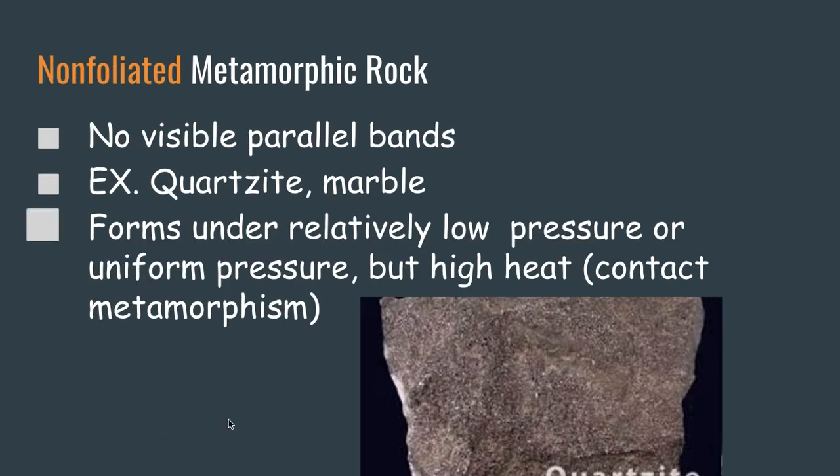All right, in a non-foliated rock, there are no visible parallel bands. So examples are quartzite, which we have a picture of, and marble. This forms under relatively low pressure, or uniform pressure. Uniform means that the pressure is coming from all directions, okay? So you don't get those stripes.